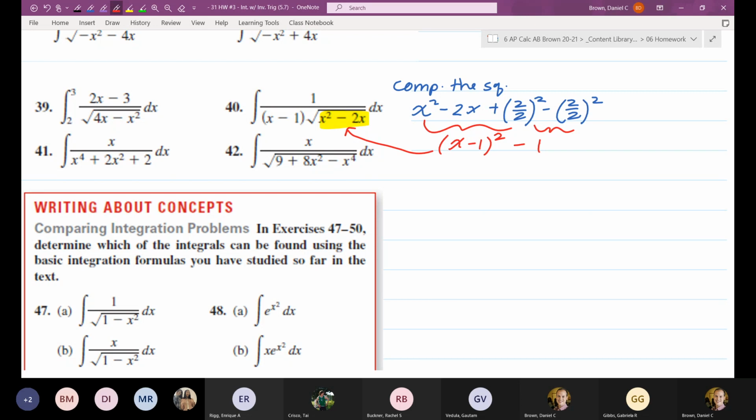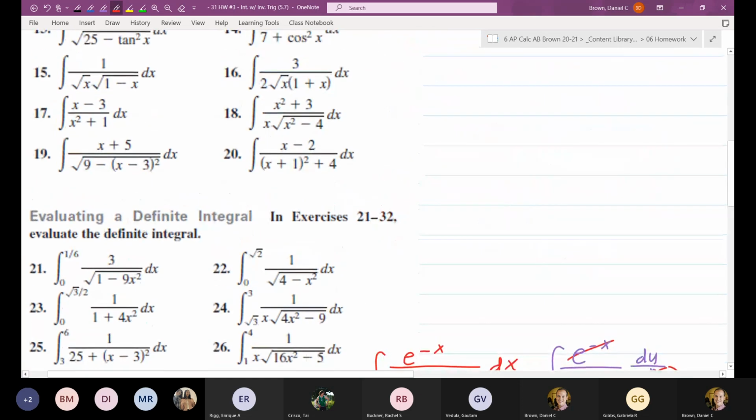Armani, you were going to say one. That one, yeah. So that one would end up being arc secant. Yeah. So for 16. I did it without inverse.